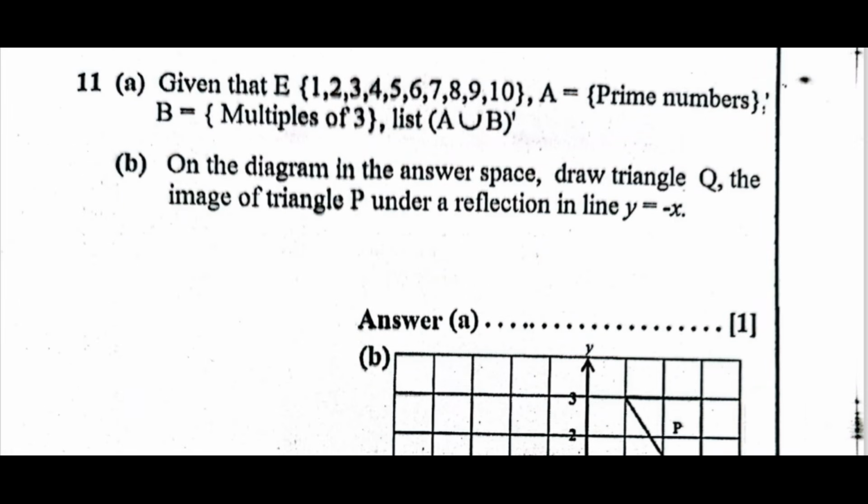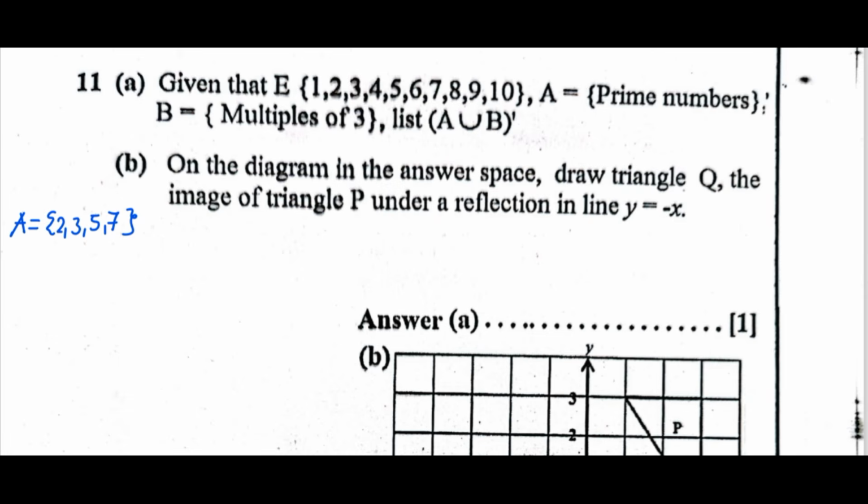So we move on to question 11a. Given that the universal set has the numbers 1 up to 10, then A is prime numbers, B is multiples of 3. List A union B complement. So first, let's make set A. Set A has prime numbers. What are prime numbers? Prime numbers are numbers with two factors, 1 and the number itself. So numbers like 2, 3, 5, 7. 9 is not a prime number because 9 has three factors: 1, 3, and 9.